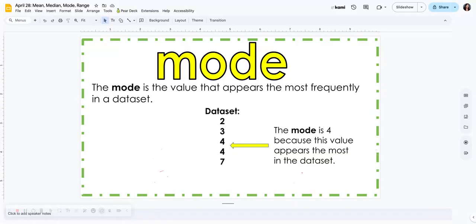All right, so the mode is the number that appears the most. So here in this data set, 4 appears the most because it appears twice. 2 appears once, 3 appears once, and 7 appears once. So those are not the mode. 4 is the mode because it appears the most.